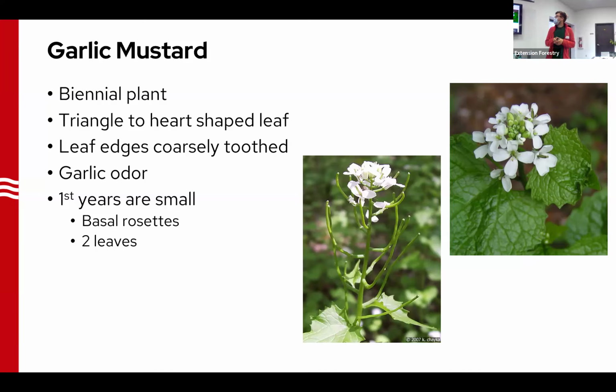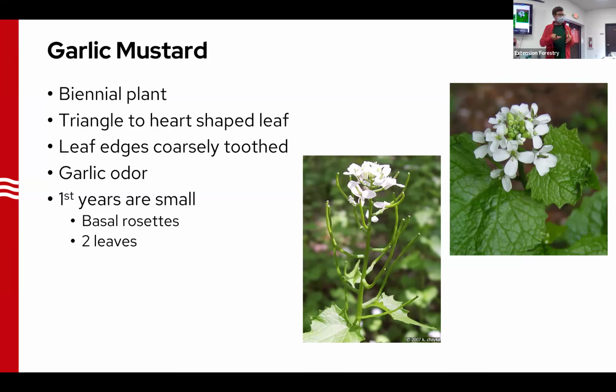We're going to look for triangle to heart-shaped leaves with this plant. The leaf edges are going to be coarsely toothed, meaning they have bigger teeth at the leaf edges. If you crush the plant, it's going to have that garlicky, mustardy odor. The first-year plants, because it's growing for 2 years, are also going to look very different.